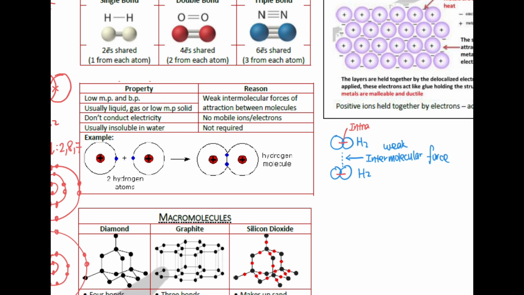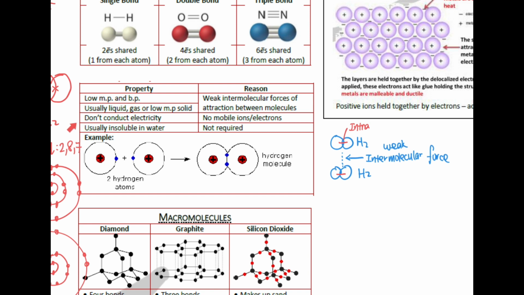Now let's see the next point. Usually liquid, gas, or low melting point solid. Because it has low melting point and boiling point, that's why they are usually liquid, for example bromine. They are gas, for example hydrogen, oxygen, nitrogen. Or low melting point solid, for example sulfur.